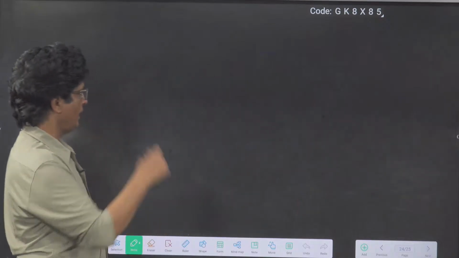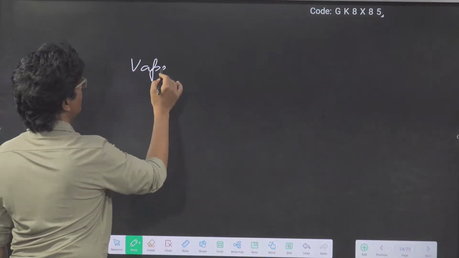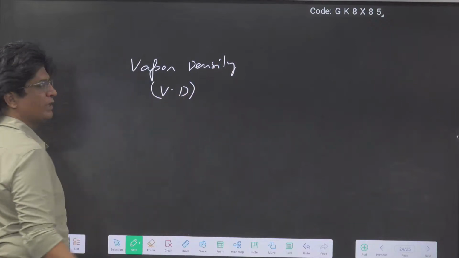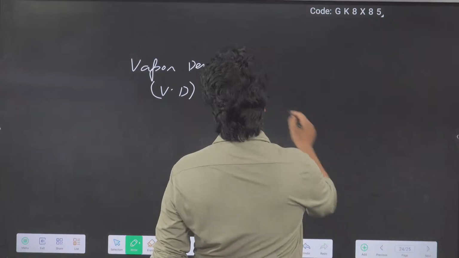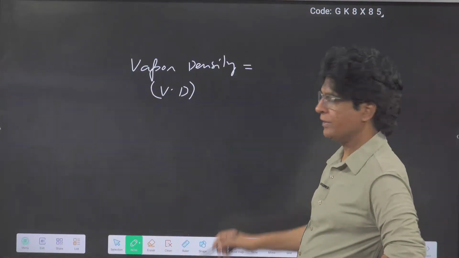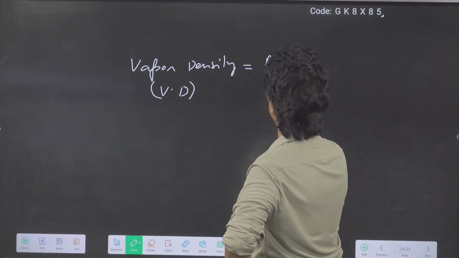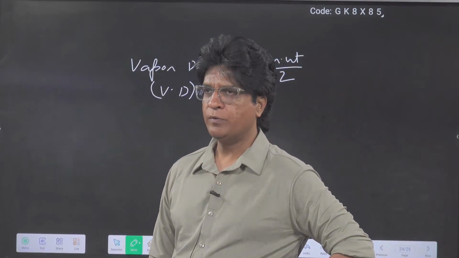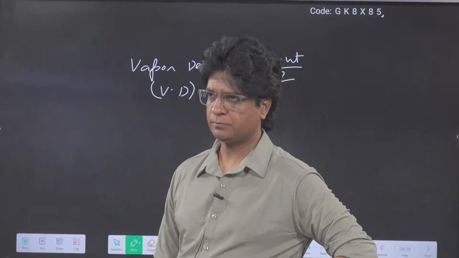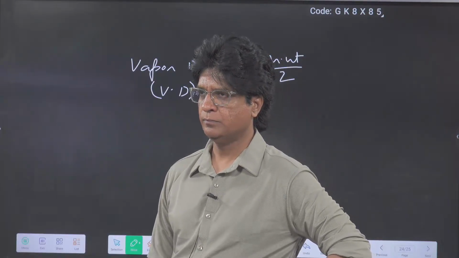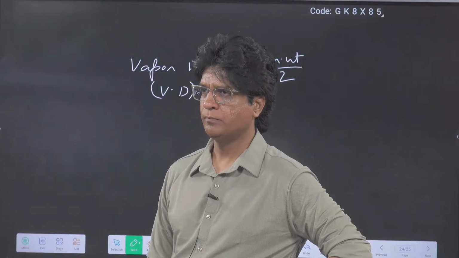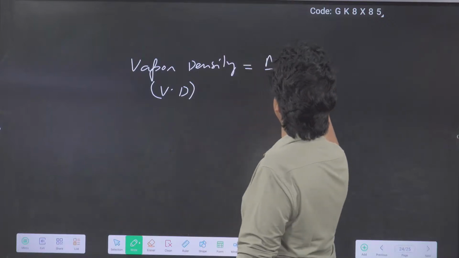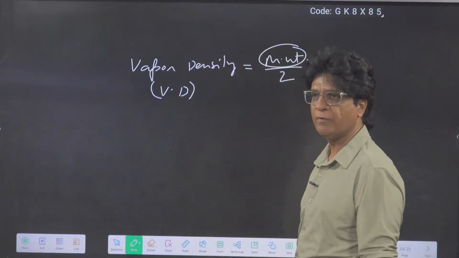Okay. Achha, you people know what is vapor density? Also called sometimes VD in short. What is vapor density? Okay, it is molecular weight by 2, right? Most of you saying that molecular mass or molecular weight by 2. Will all of you agree with me? Correct. Okay.